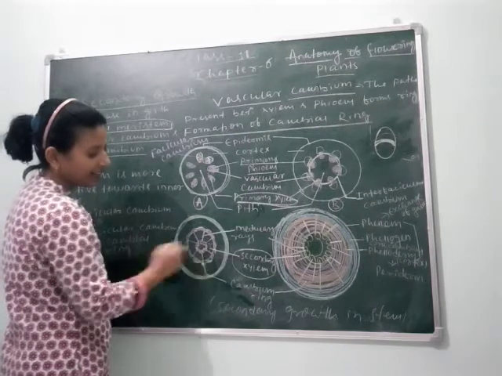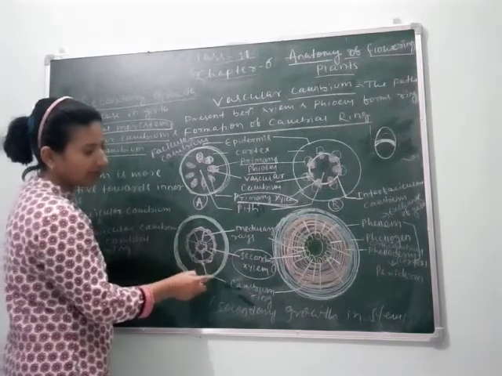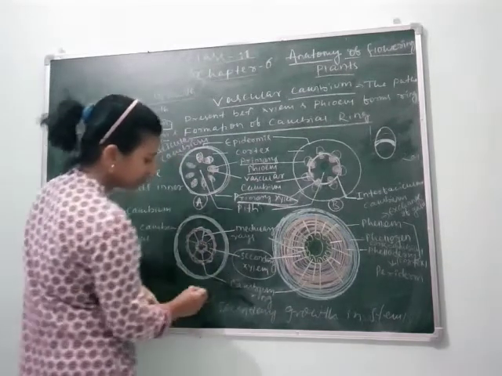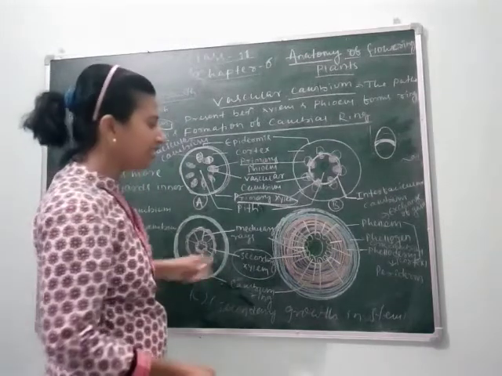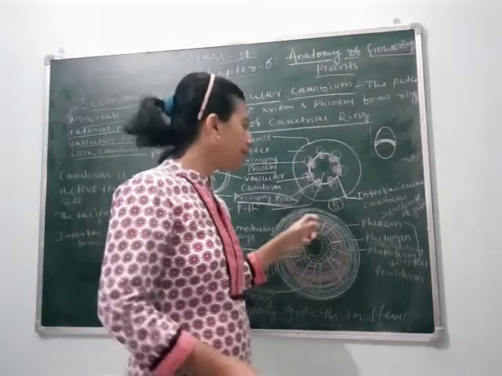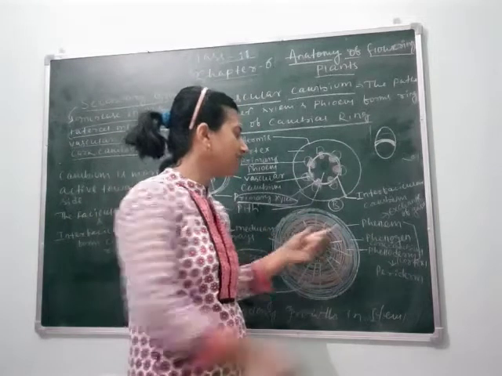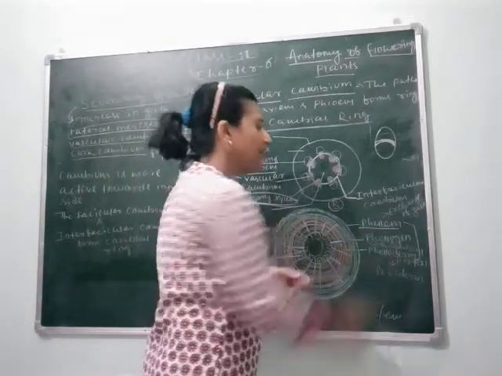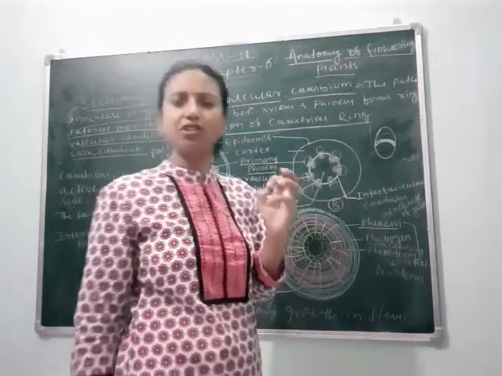This is secondary xylem. Next, the ring that is formed is called the cambial ring. This is stage 3. This is called cambial ring. This is the complete formation of a cambial ring in which the phloem is present. Phloem is found just below the bark.